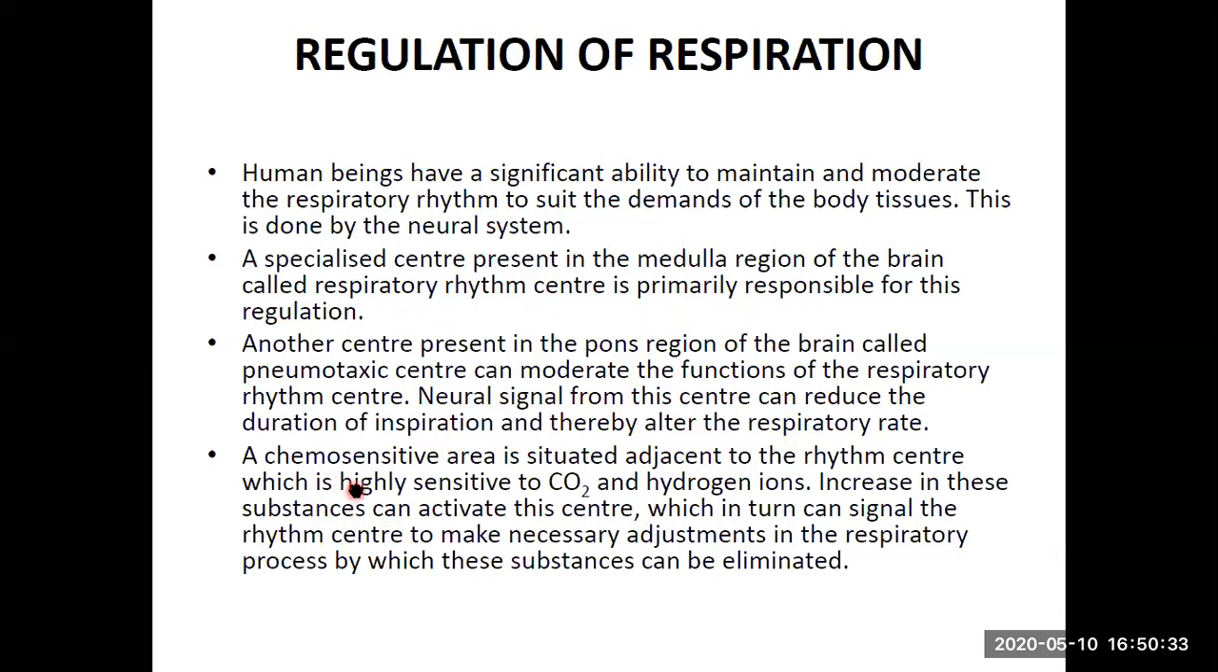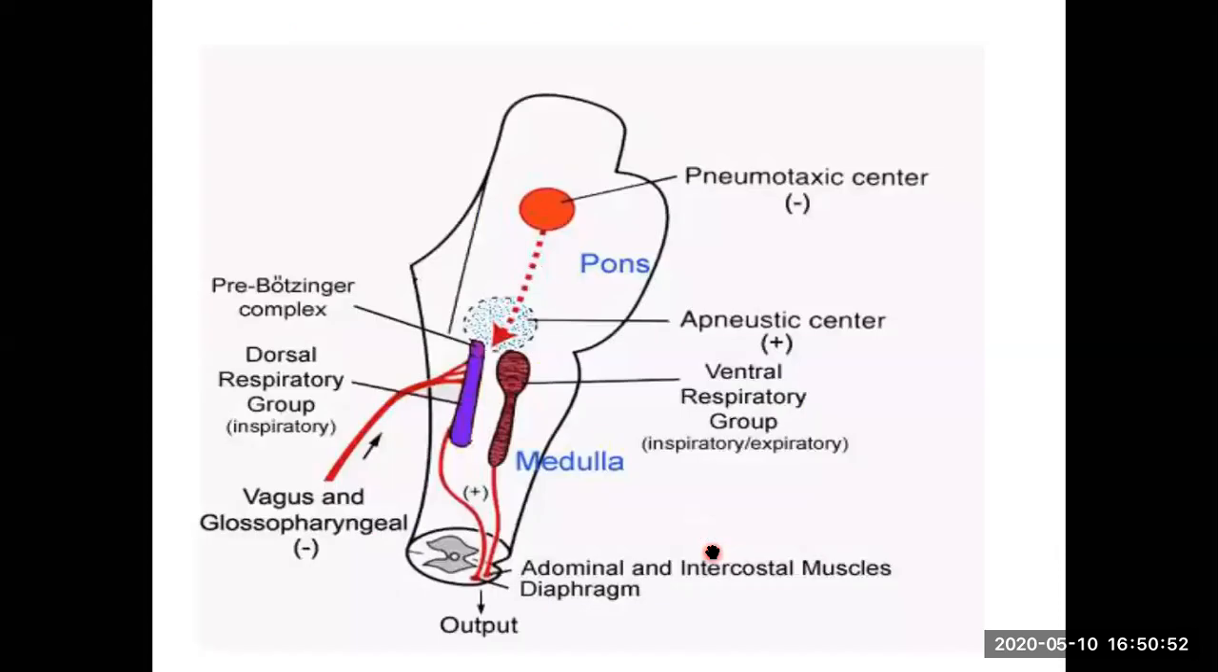There is a chemosensitive area also near this rhythmic center that senses the carbon dioxide and hydrogen ion concentration in the body. If there is an increase in the concentration, the signal goes to the chemosensitive area, which sends the signal to the respiratory rhythmic center that makes the necessary adjustment. This is the detail of that regulatory system.